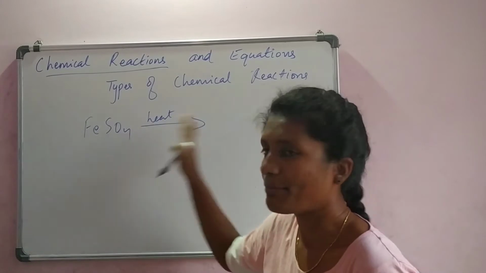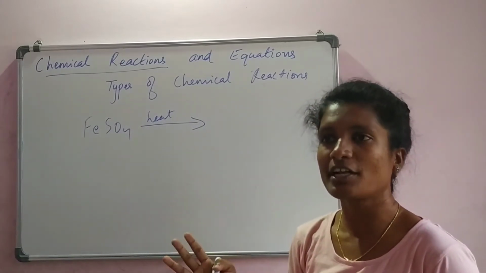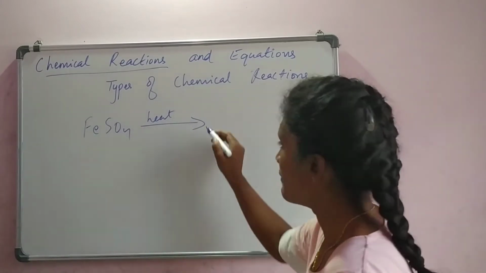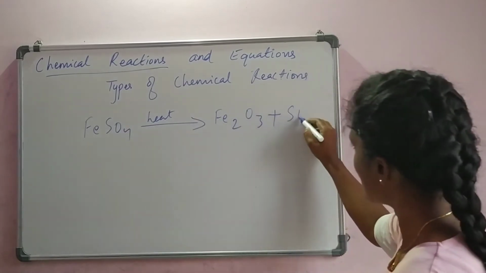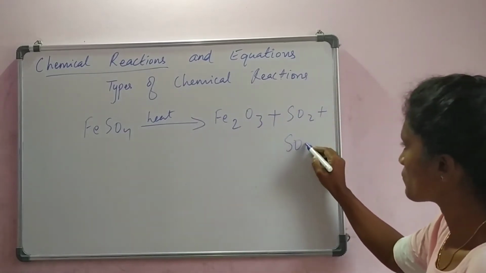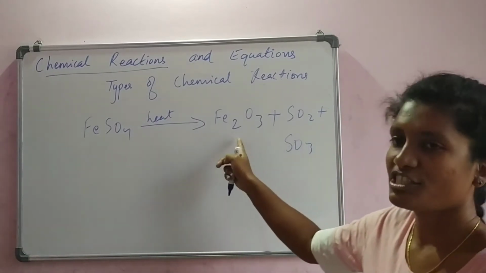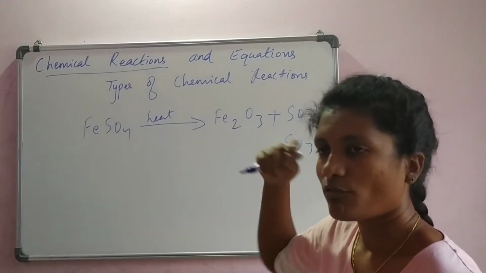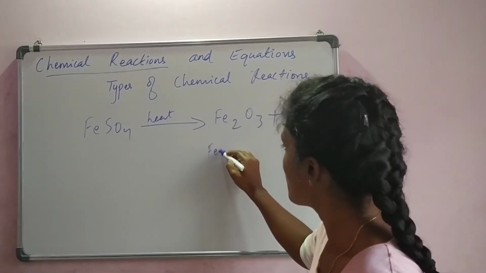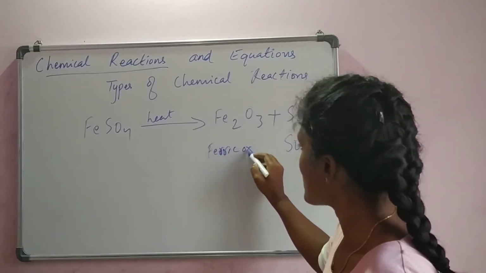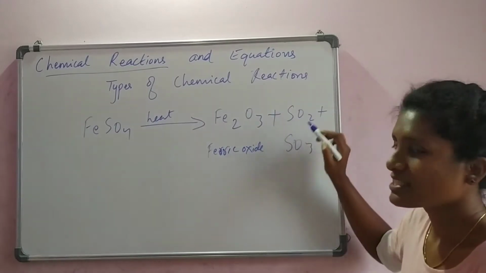Now what should happen here? It has to get split into multiple substances. What happens? Fe2O3 plus SO2 plus SO3. So what is this? Initially I told you FeO is ferrous oxide, Fe2O3 is ferric oxide. Okay. What is SO2?